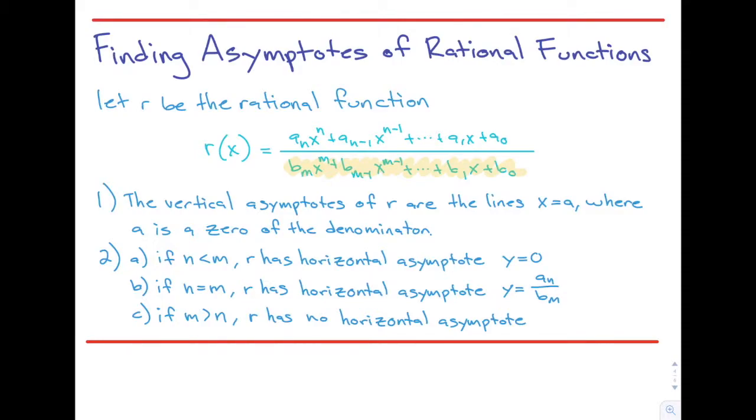So we could find all the x values that make the denominator equal to 0. Now, if we compare the degree of the numerator, n, and the degree of the denominator, m: if n is less than m, r has a horizontal asymptote at y equals 0. If n is equal to m, r has a horizontal asymptote y equals an over bm, that's the leading coefficient of p over the leading coefficient of q. And if the degree in the numerator is greater than the degree in the denominator, then there is no horizontal asymptote. And that's a special case that we'll talk about more later on.